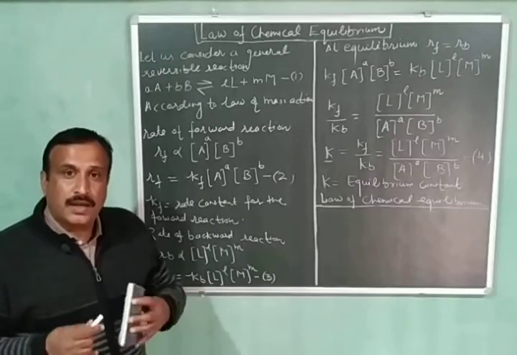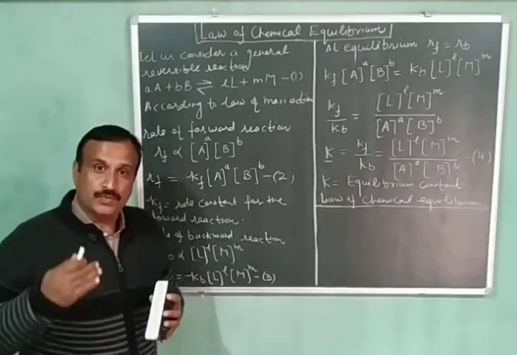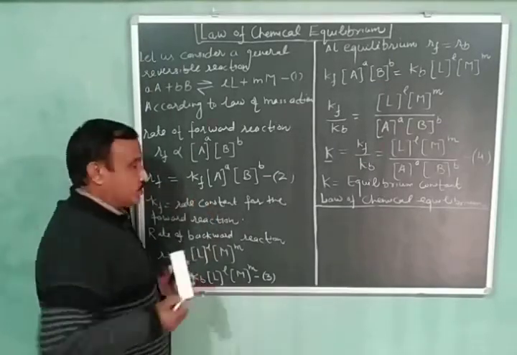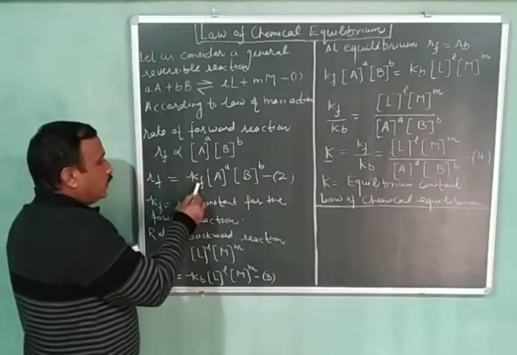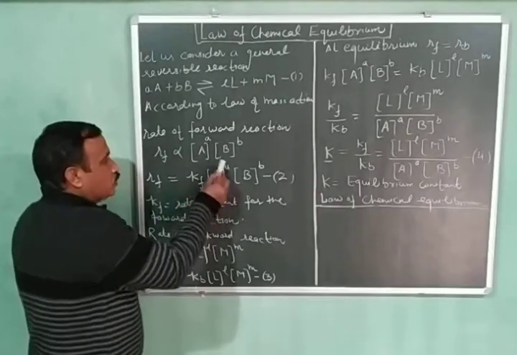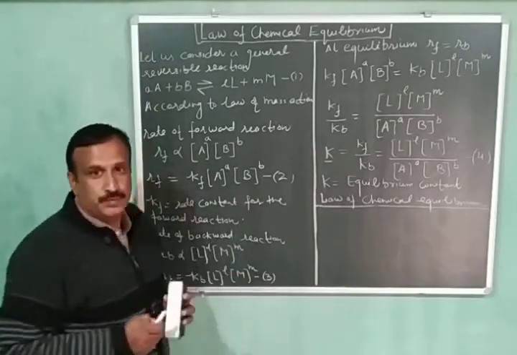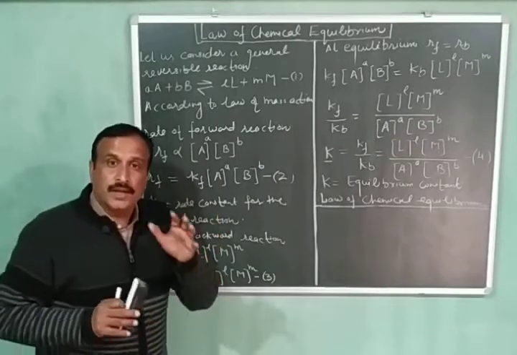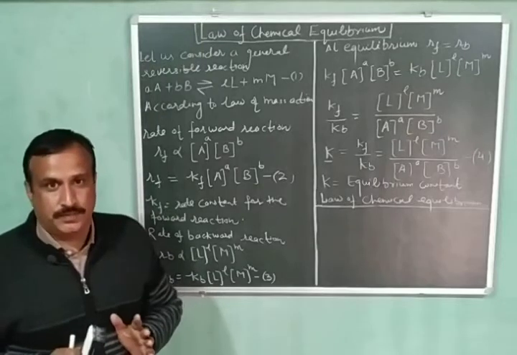And I have told you that when this proportionality is converted into an equality, then we always have a constant. Then this equation will become Rf equal to Kf into [A] raised to power a and [B] raised to power b, and this is equation number 2. And this Kf is a proportionality constant and it is called the rate constant for the forward reaction.